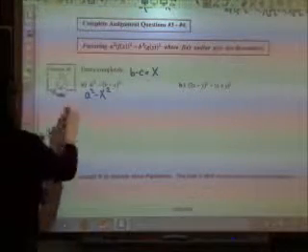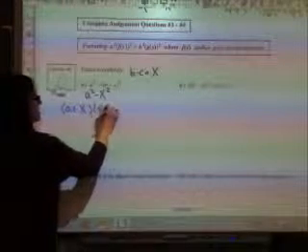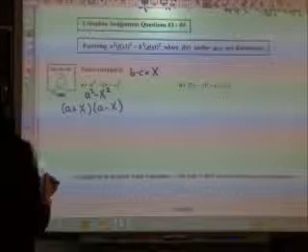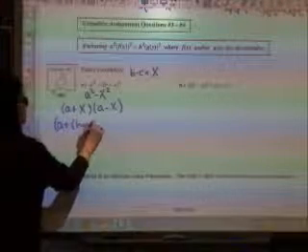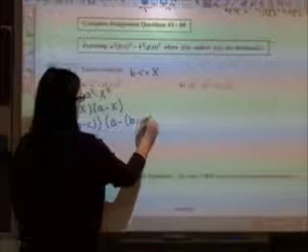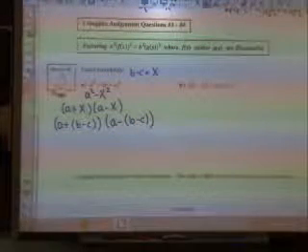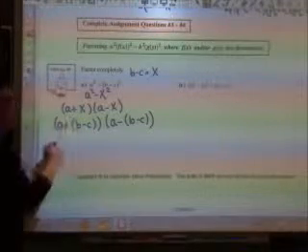When I go to factor that, I get an a plus x and an a minus x. Then I can put that b minus c back in. A plus b minus c and a minus b minus c. The last step would be to remove the brackets and clean up inside each factor.